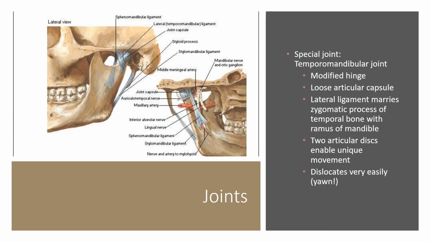Finally, your TMJ, your temporomandibular joint, is a hinge joint, but it's modified. So it doesn't quite touch the way some other ones do. Really, it's held together at your mandibular condyle with just a fairly loose articular capsule. This is the weakest joint in your body. The lateral ligament will marry with the zygomatic process of your temporal bone and with the ramus of the mandible, so it's fairly long, and the other ones just sort of encircle the joint.